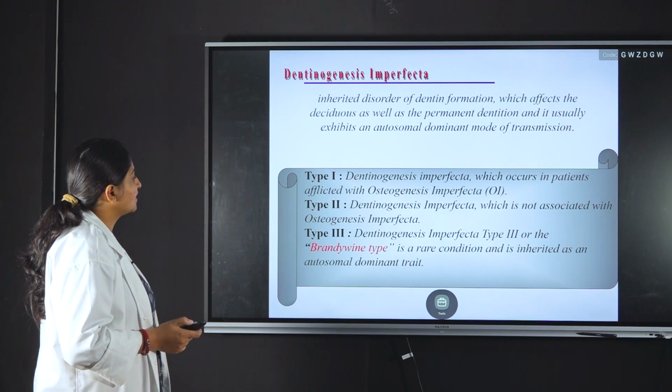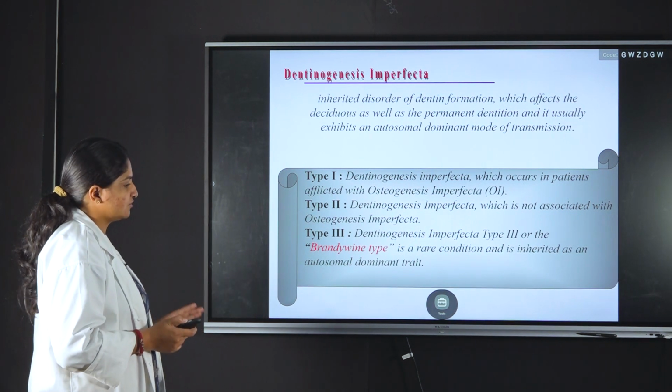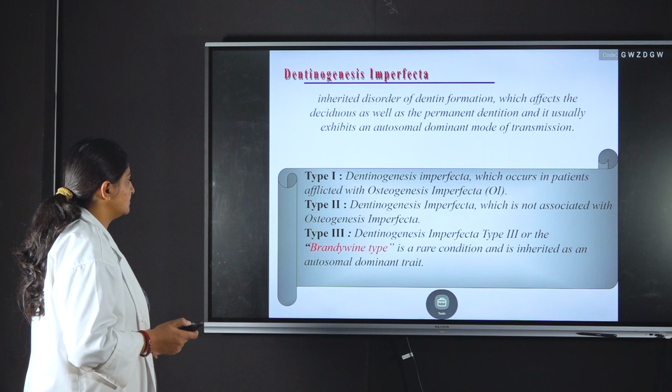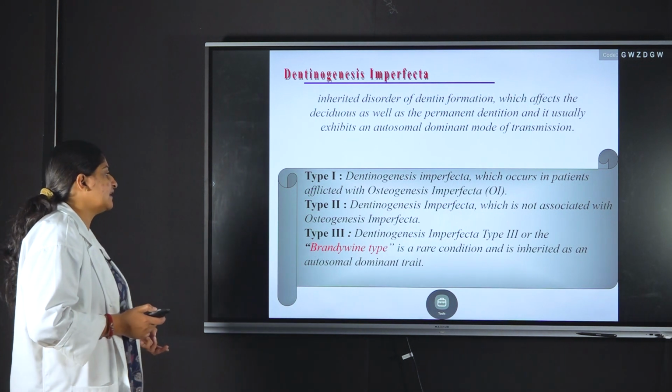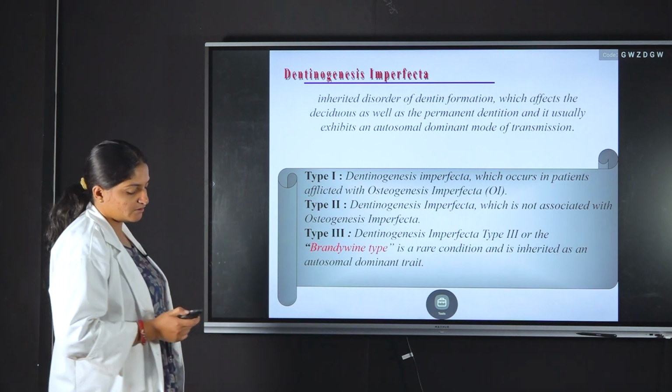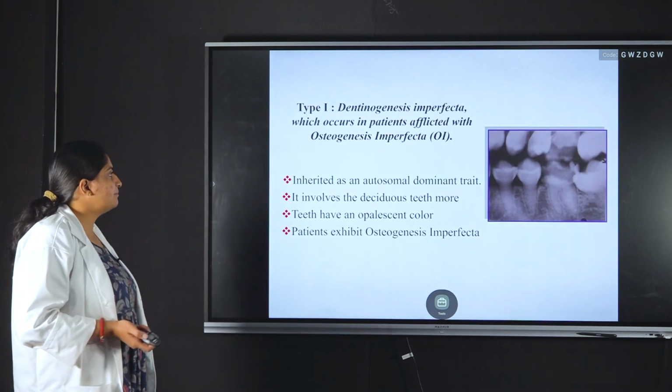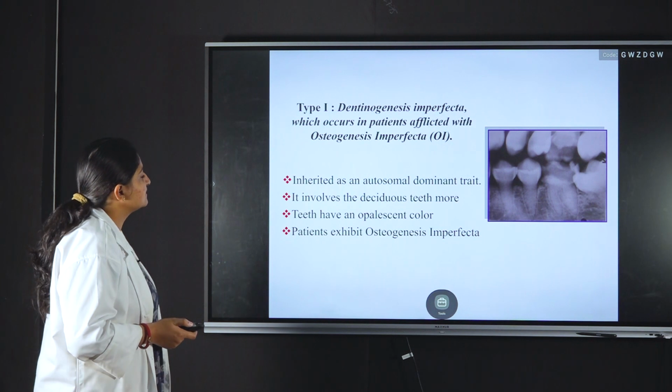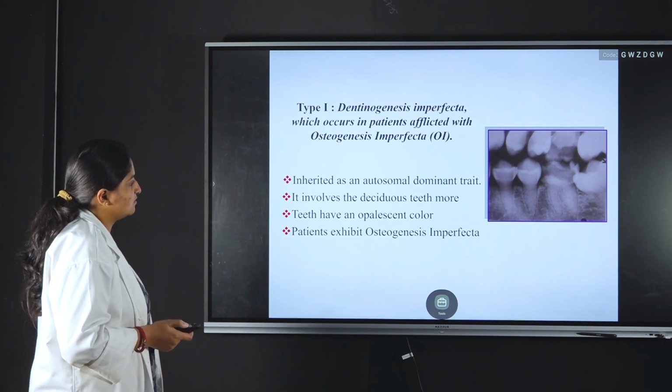And type 2 is not associated with osteogenesis imperfecta. And the third one is type 3. It is a rare condition, the Brandywine type, inherited as an autosomal dominant trait from the parents. And in type 1, we can see the clinical features: it is inherited as an autosomal dominant trait.